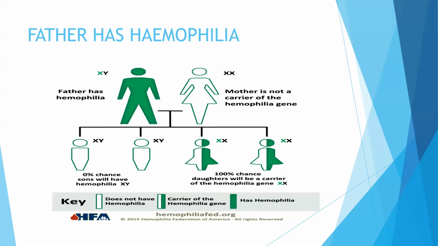So we find that all the sons of this man are normal, because they are getting the Y chromosome from the father, and the father gives the X chromosome to the daughters. So you find that all the daughters of this man are carriers of the hemophilia gene. So all daughters of a hemophilic man are carriers of the hemophilia gene, while sons will come out normal.